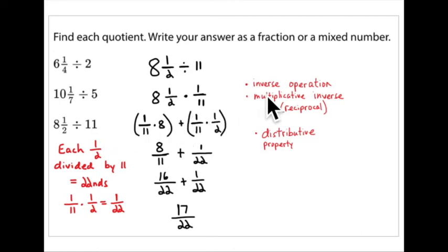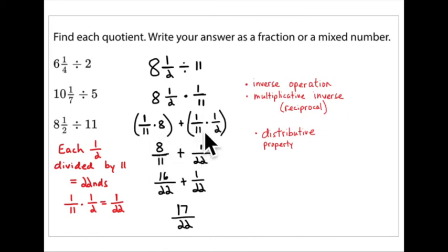But you're still going to use the inverse operation, which is multiplication, and you're going to use the multiplicative inverse of 11, which is 1/11. So again, you are operating on 8 1/2, so that stays the same. That doesn't change, but you're going to divide it by 11 or multiply it by 1/11. Use the distributive property. 1/11 times 8, or 1/11 of 8, is 8/11. So think about taking 8, dividing that up into 11 little pieces, and taking 8 of those pieces. So that is going to be 8/11.